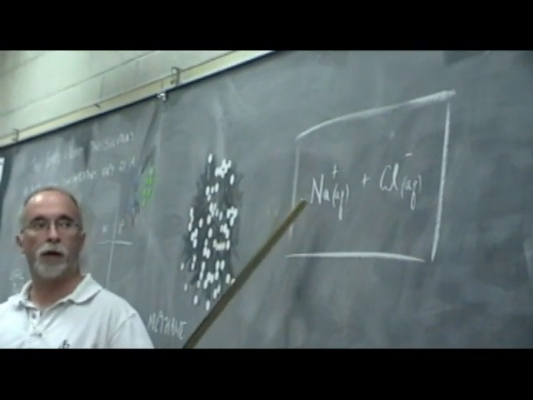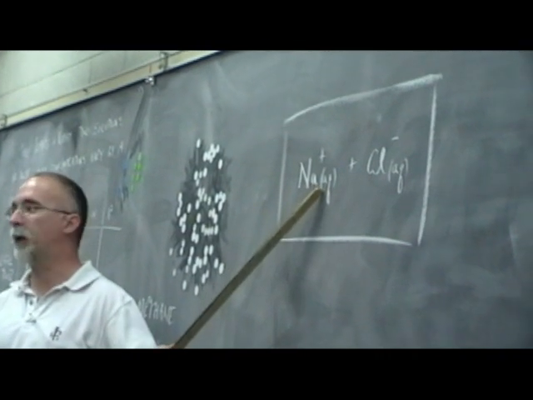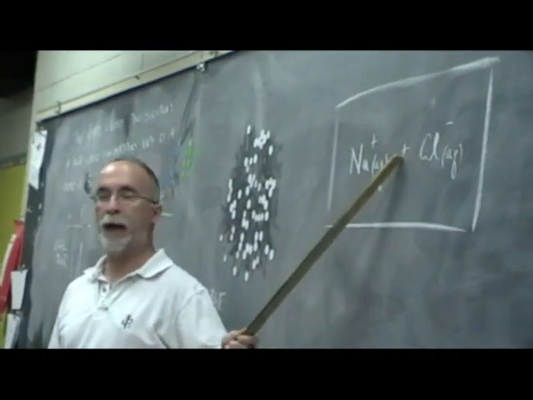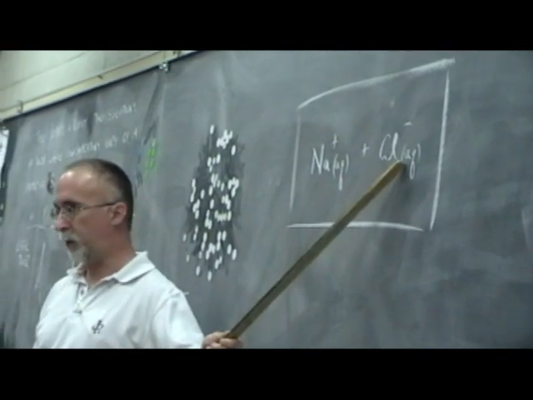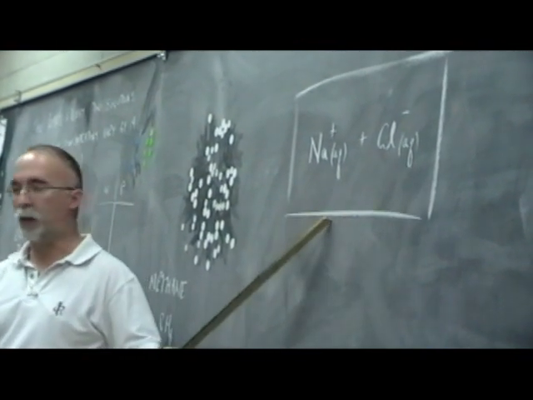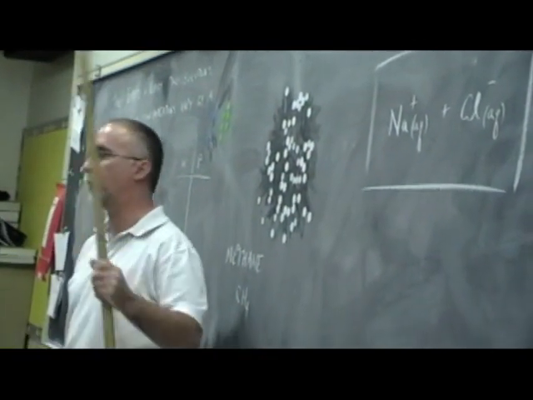Means there are Na pluses surrounded by liquid water, and there are Cl minuses surrounded by liquid water. This box means the picture that you're looking at.